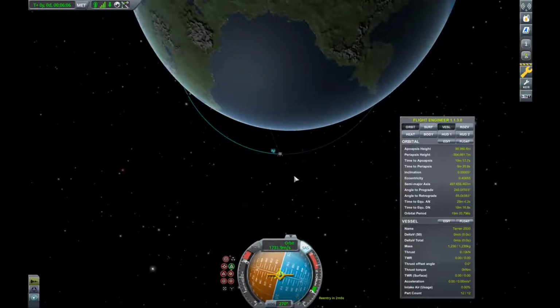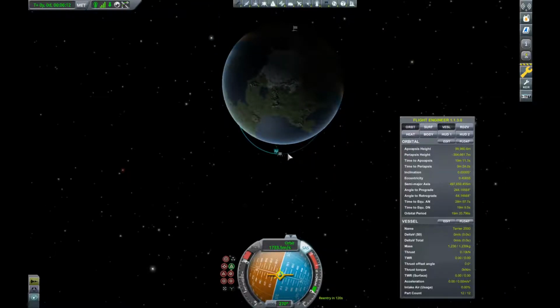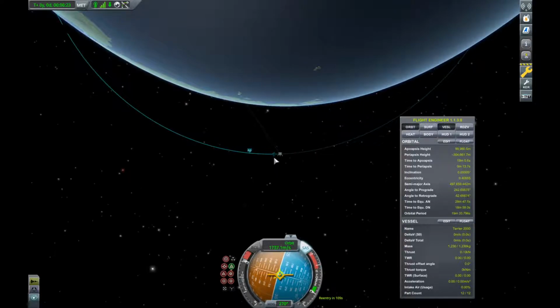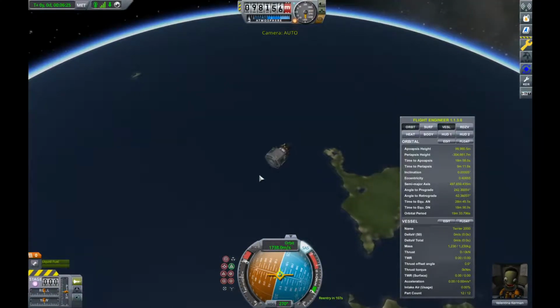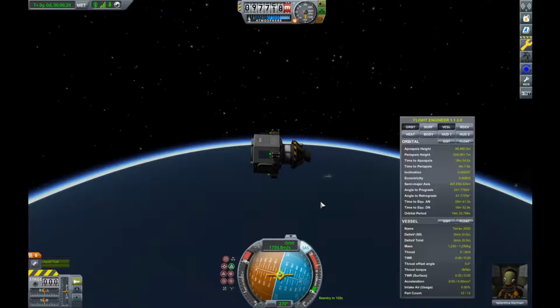That is the result of burning in a different direction. You can see the difference that has made in our trajectory. Instead of pushing further out, it's pulled us in. We're actually going towards the planet, and that's because we've slowed down. We don't have the kick to get around the planet anymore. So that's with this craft. Now let's take a look at a different craft.